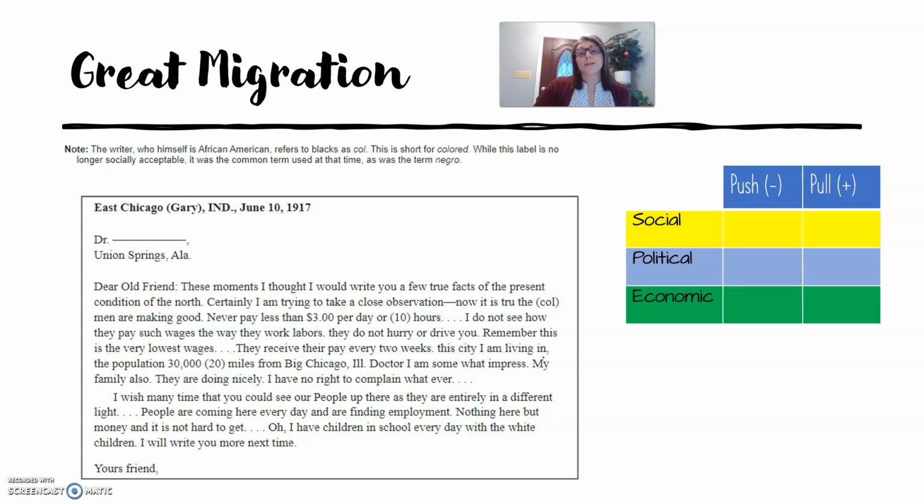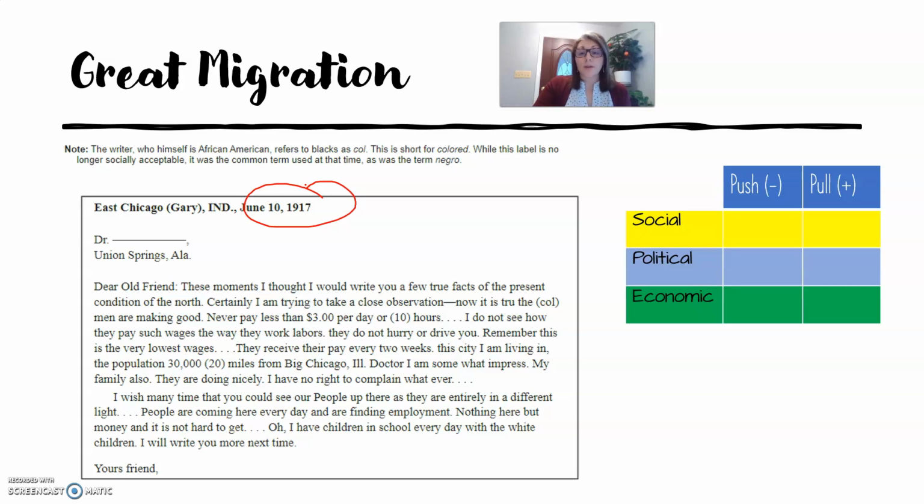So this person is writing home to a friend about what their experiences are in the North and how they are much different than the experiences that many Black Americans are having in the South during this time period, because we're talking about 1917. So some of the things that they're writing about is that they have pay, they have more job opportunities, there's more pay for Black Americans in the North, and their children are able to go to school and they're getting good quality school or equal quality school to white children, as they're talking about in this text.